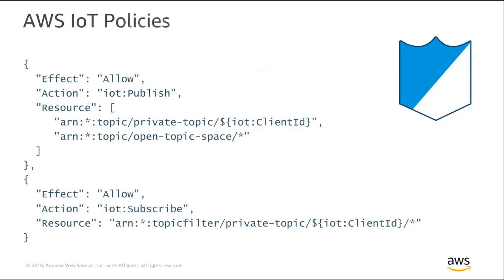To give an example of an AWS IoT policy, we have two actions allowed on the screen. The first one is to allow an IoT publish on a topic called private topic using the device's client ID. The next one shows a subscribe example, where we want a device to subscribe on its own private topic, also using that device's client ID.